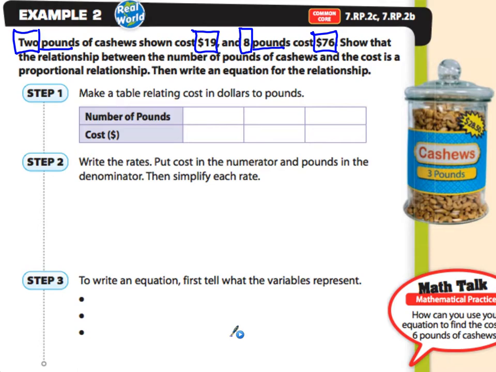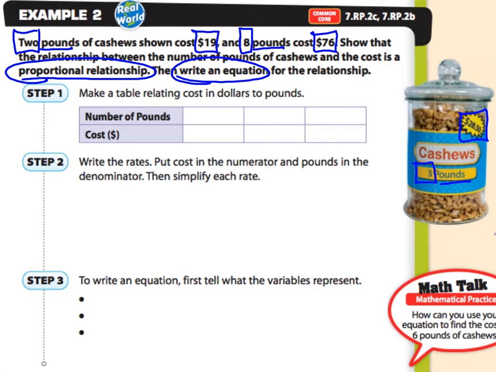And we want to show that the relationship between the number of pounds of cashews and the cost is a proportional relationship. And then we want to write an equation for the relationship. We also need to note that 3 pounds is $28.50.